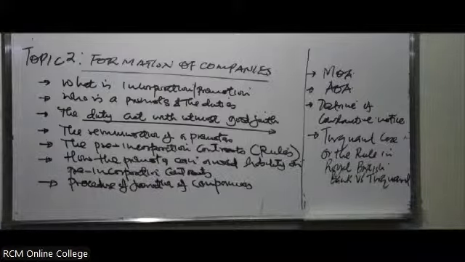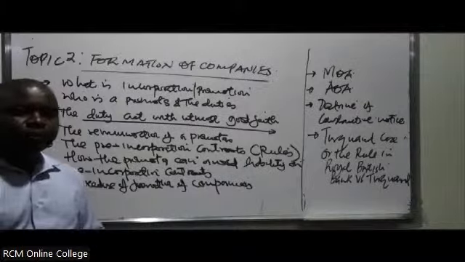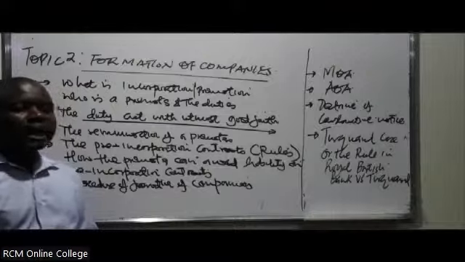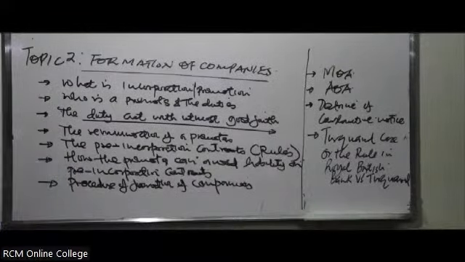Just on the topic itself, it is all about what happens when a company is coming into existence. Remember we said that a company is a person, but in this case, it doesn't come into existence naturally like us human beings. There has to be a procedure to be undertaken. There has to be a process to be undertaken. That's ideally what you'll be able to understand under this particular topic of formation of companies.